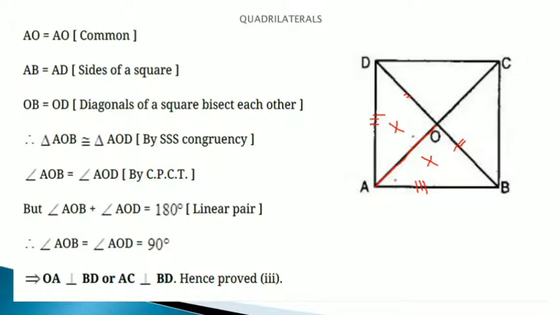And if these two triangles are congruent, then by CPCT this angle and this angle will be equal. This angle you can suppose 1, this angle you can suppose 2. So angle 1, angle 2 will be equal, which are named as AOB and AOD here. So they will be equal by CPCT. Also we are watching that BD is a straight line. So this angle 1 and this angle 2 together forming a linear pair. So their sum will be 180 degree, which is shown here. Angle AOB means angle 2. Angle AOD means angle 1.